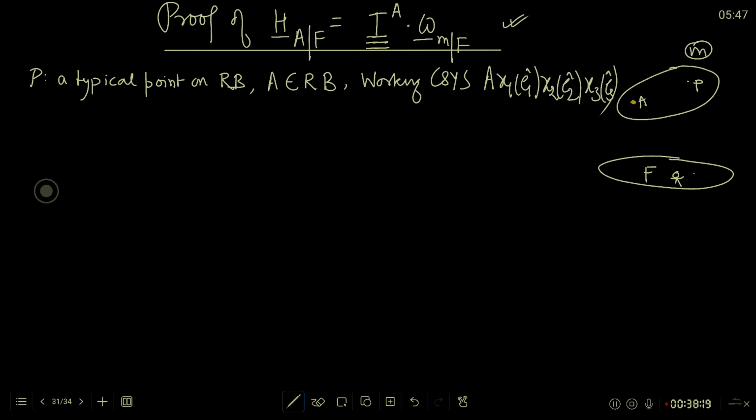So let's consider this body here, body M. P is a typical point on it and A is a chosen point, but A also belongs to the RB. And this A is the same A that I am talking about here. This is the frame with respect to which we want to find the angular momentum. Recall that the definition of the angular momentum of an RB about a point and with respect to frame F is this. There is an integration involved in the beginning itself.